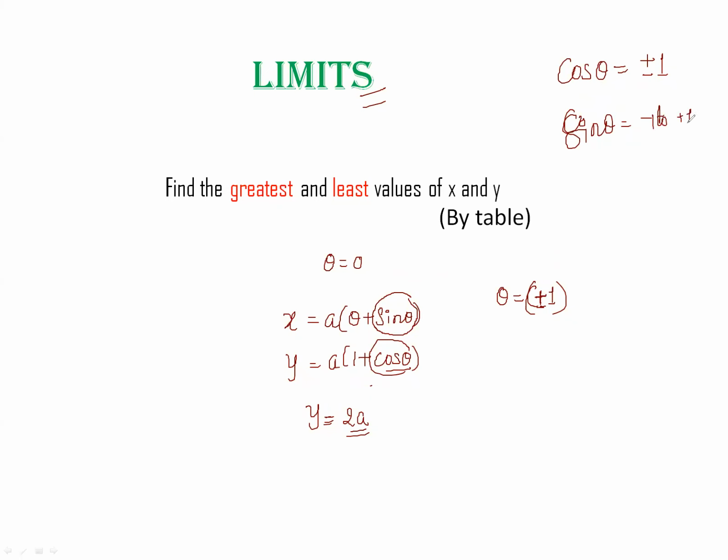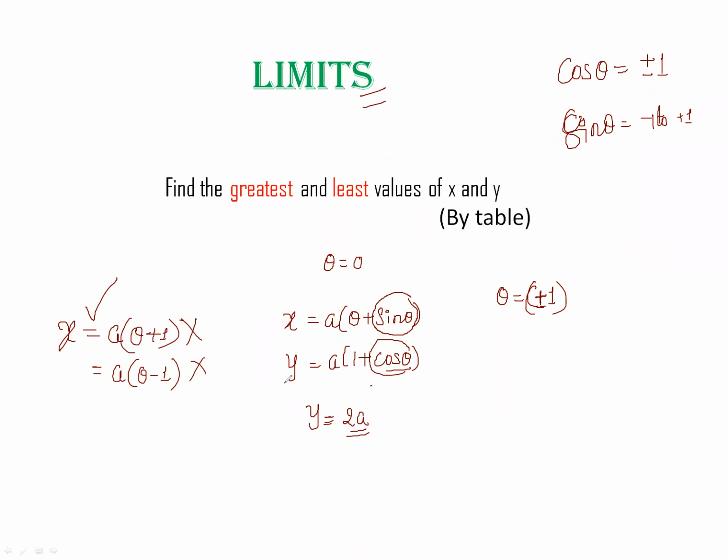-1 to +1. Okay. Now in this equation, if we are keeping x equal to a in bracket theta, sine theta is +1 and a in bracket theta -1. We cannot determine these values. Means we cannot say there is an exact limit for this x.